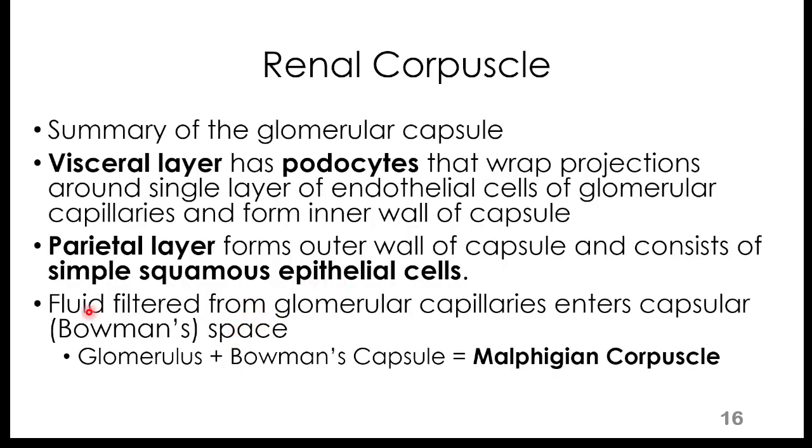Now, fluid filtered from the glomerular capillaries enters into the capsular space or Bowman space, and anatomically the glomerulus along with Bowman's capsule is referred to as the Malpighian corpuscle. So the renal corpuscle is referred to as a Malpighian corpuscle.